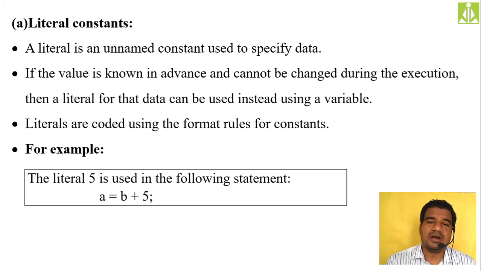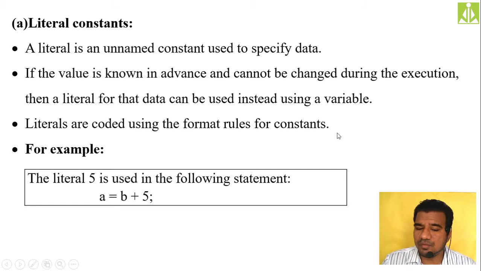A literal is nothing but an unnamed constant. We are not going to give any name to the constants. The way we use constants or counting values in our day-to-day life, in our mathematics, in that same way we use these constants in our C program. If you are using constants in such a way, we call them literals. So without giving any name, if you're using the constant value directly in the program, we call it a constant literal.